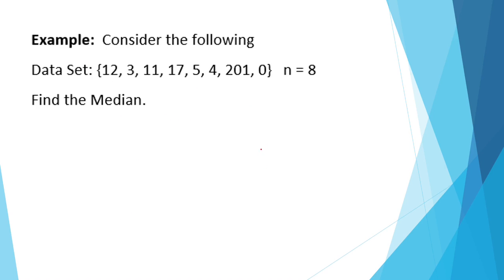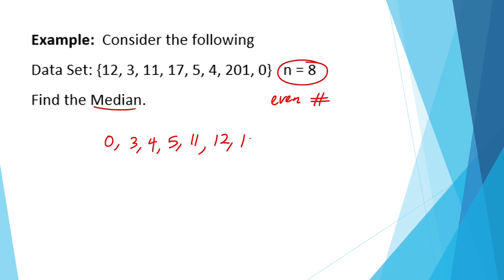Consider the following. We have the data set 12, 3, 11, 17, 5, 4, 201, and 0, where our sample size is 8. Find the median. In this case, 8 is an even number, so we're going to have to figure out what to do with the median. We will arrange the data values from smallest to biggest, and we'll have 0, 3, 4, 5, 11, 12, 17, 201.